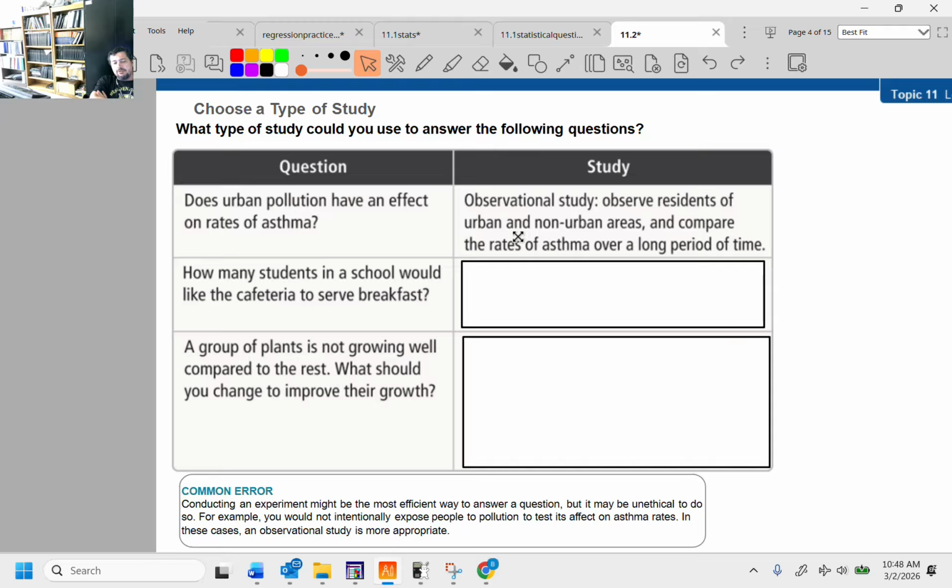How many students in a school would like the cafeteria to serve breakfast? Probably a survey. That would be my guess.